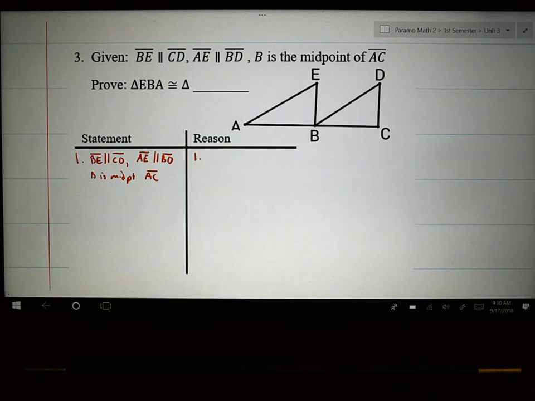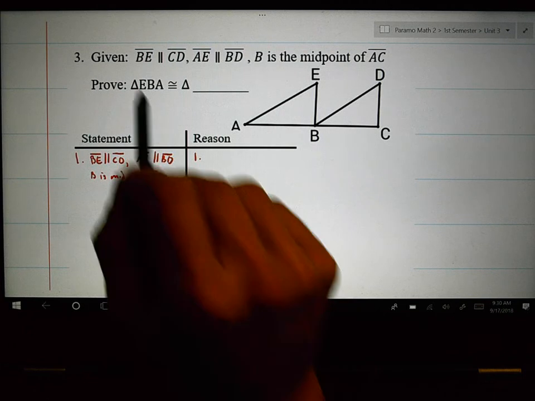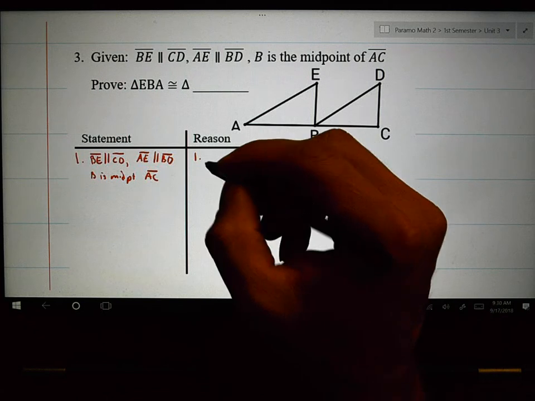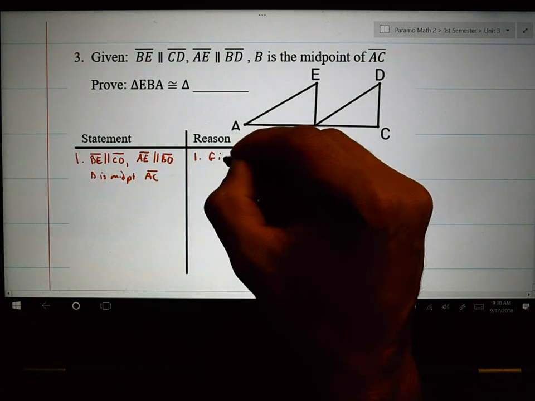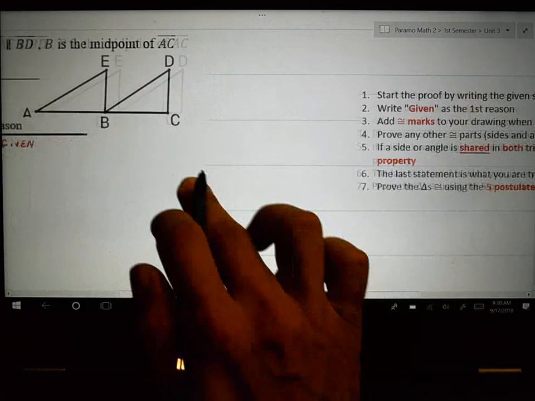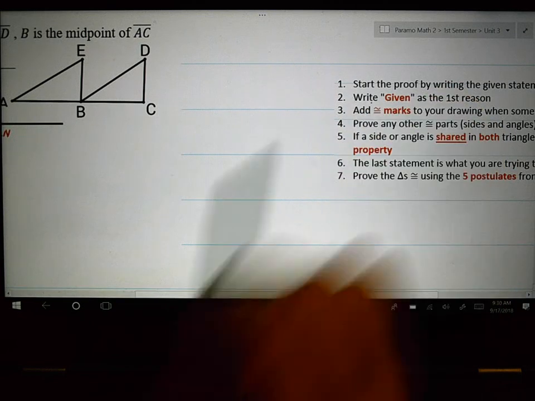Our first statement is always what follows the given statement. And I bet you know what your reason is. The reason is, say it out loud. Good job. In other words, the word given means this is what you're starting with. This is the information you begin with during this problem. And that basically sums up what we did for numbers 1 and 2 of our steps.